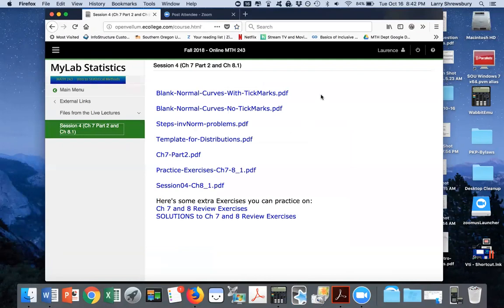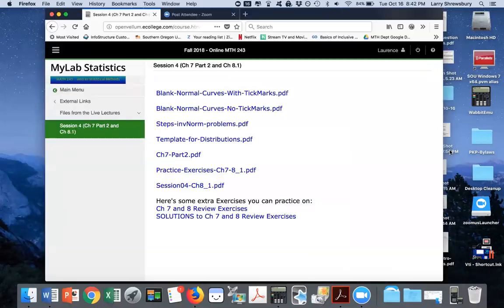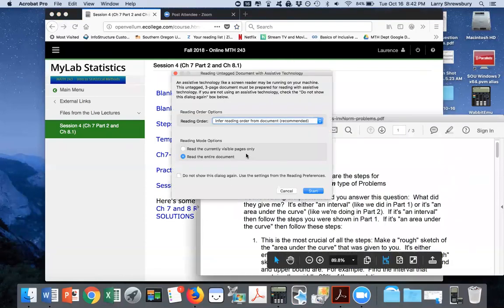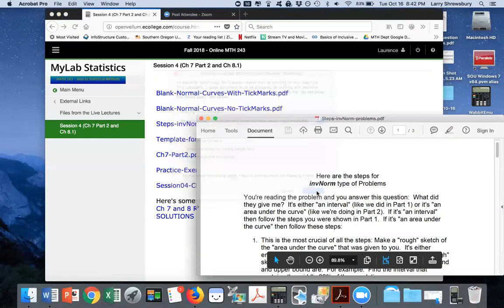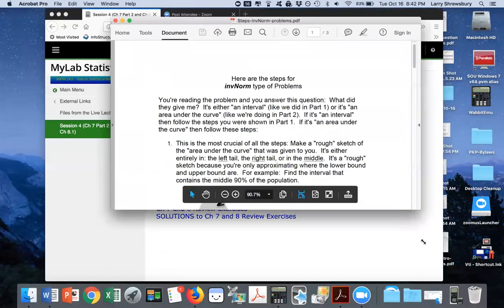Now, for when you're using inverse norm, you want to follow these steps. Let me save that to the desktop and then open it up. And it steps you through. Now these are the steps you want to do.